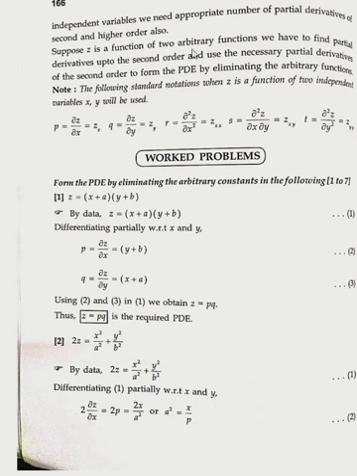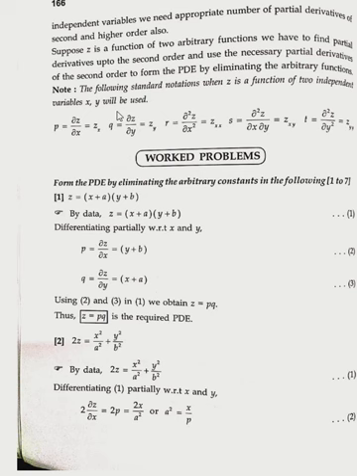Suppose z is a function of two arbitrary functions, we have to find the partial derivatives up to the second order. Suppose z is a function of x and y. We need to find out the second order partial derivative. Only one arbitrary function, we need to find out only the first order partial derivative. Here two arbitrary functions, we need to find out the second order derivative. Here the function contains three arbitrary functions, we need to find out the third order partial derivative and so on.